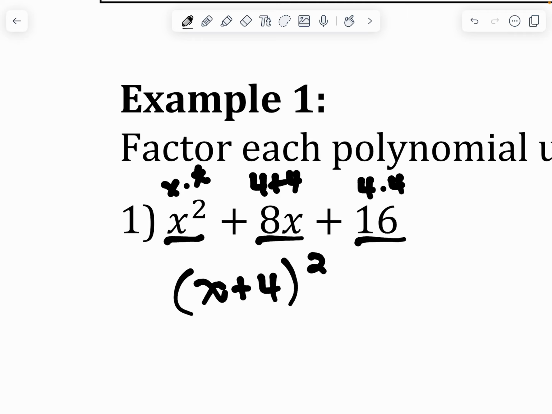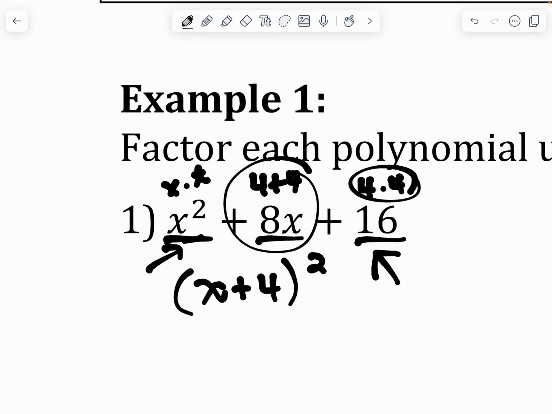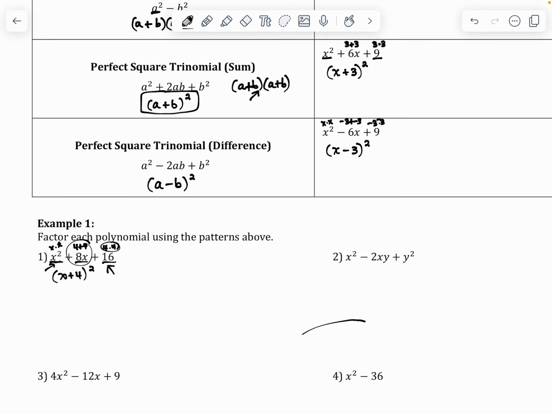Just look for your perfect squares, and make sure that the middle term is the same number added together, doubled instead of a different number. Okay, it can be tricky because this one might be a perfect square, this one might be a perfect square, but the middle term may not be those added together. So make sure that it's the same number added as it was multiplied. All right, number 2.